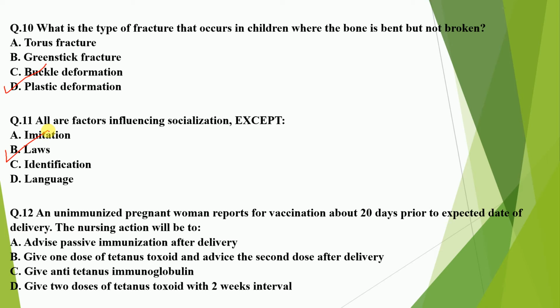Next question. An unimmunized pregnant woman reports for vaccination about 20 days prior to expected date of delivery. The nursing action will be to A, advise passive immunization after delivery. B, give one dose of TT and advise a second dose after delivery. C, give anti-tetanus immunoglobulin. Option D, give two doses of TT with 2 weeks interval. Correct answer is option B, give one dose of TT and advise the second dose after delivery.